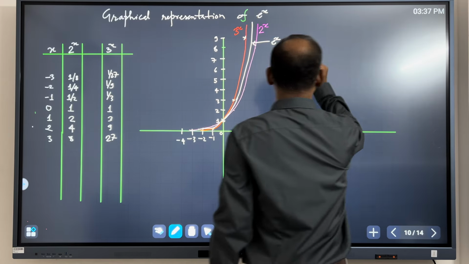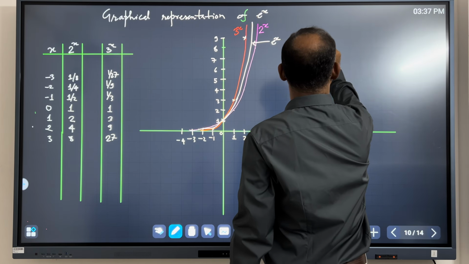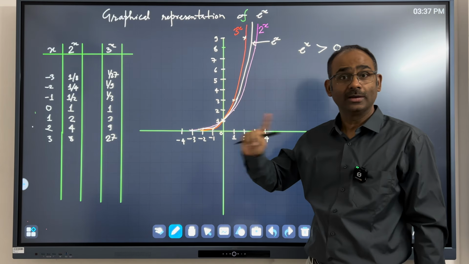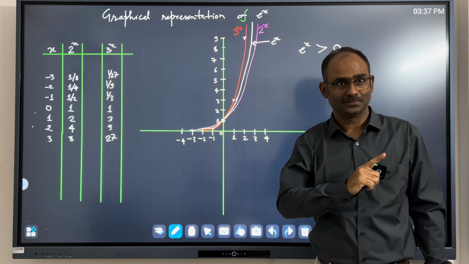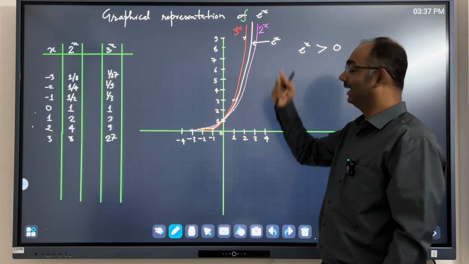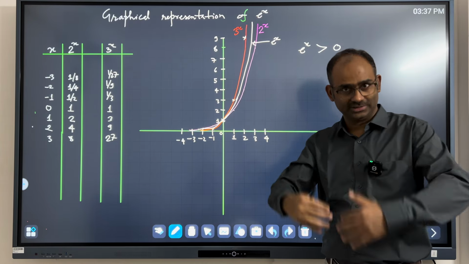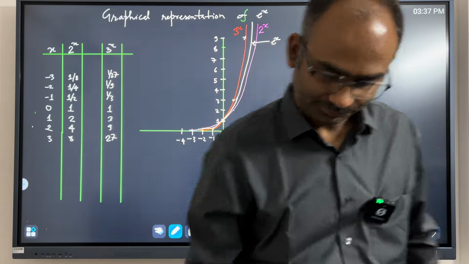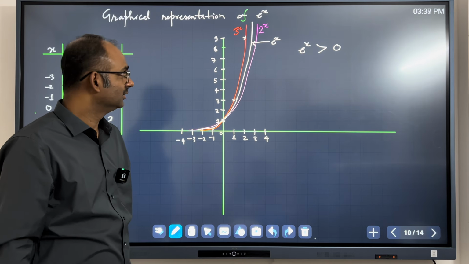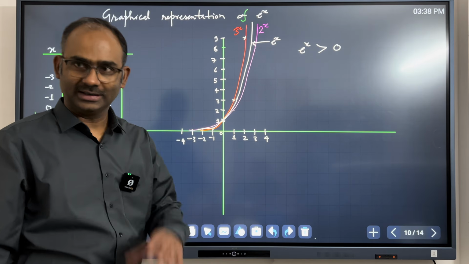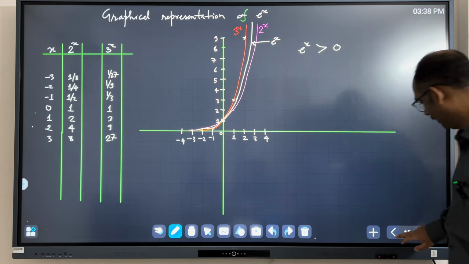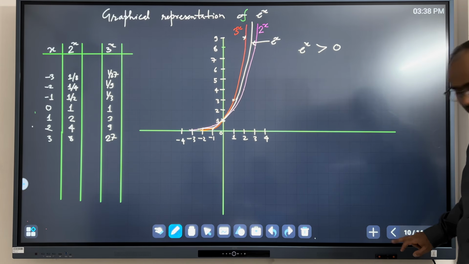And I emphasize, e power x is always positive. It never takes a value 0 for any finite value of x. Only when x tends to minus infinity, this function tends to 0. Did I say infinity? Okay, x tends to minus infinity. Now we can answer this question.